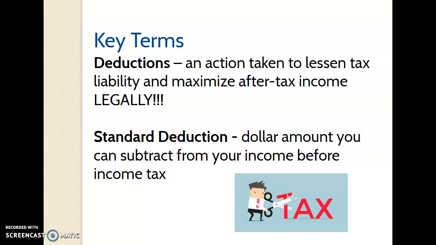more of your money. Standard deduction is the dollar amount that you can subtract from your income before you get taxed on it. Standard deduction has raised to $12,000, so that means that you do not have to pay any income tax on the first $12,000 you make. So a lot of you will find out, maybe if you're working part-time in high school eventually, that you don't make over $12,000 a year, and therefore you'll be getting all of your tax money back.